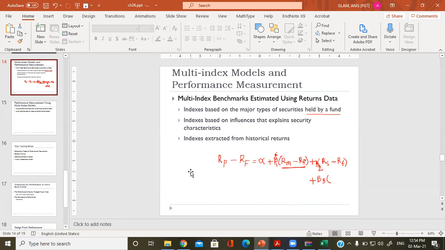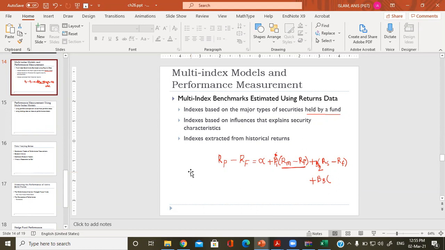But if the fund you are considering is a passive fund, in that case the single index benchmark can be appropriate because the fund is blindly following a single index. In that case, the single index benchmark is appropriate. But in all other general cases, the multi-index benchmark is more appropriate.